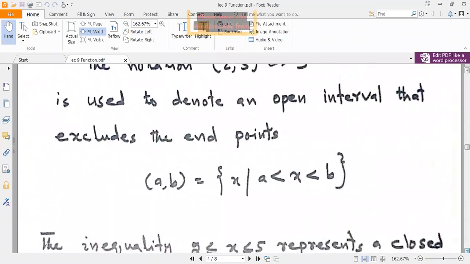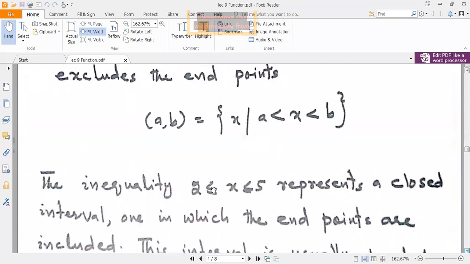The endpoints are not included, and mathematically we write the open interval (a, b) as the set of all x such that a is less than x and x is less than b. It means a and b are not included. Between a and b, all elements are present in the set.